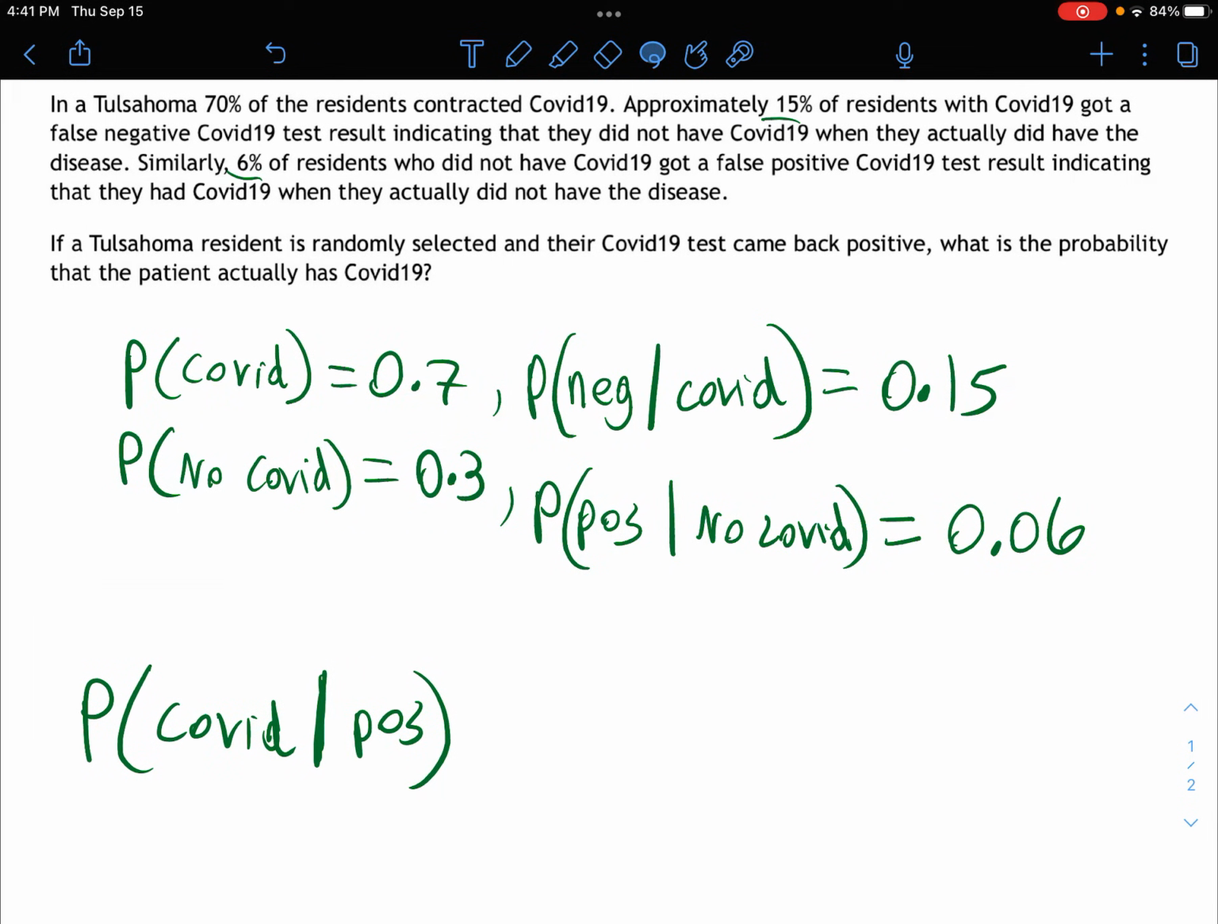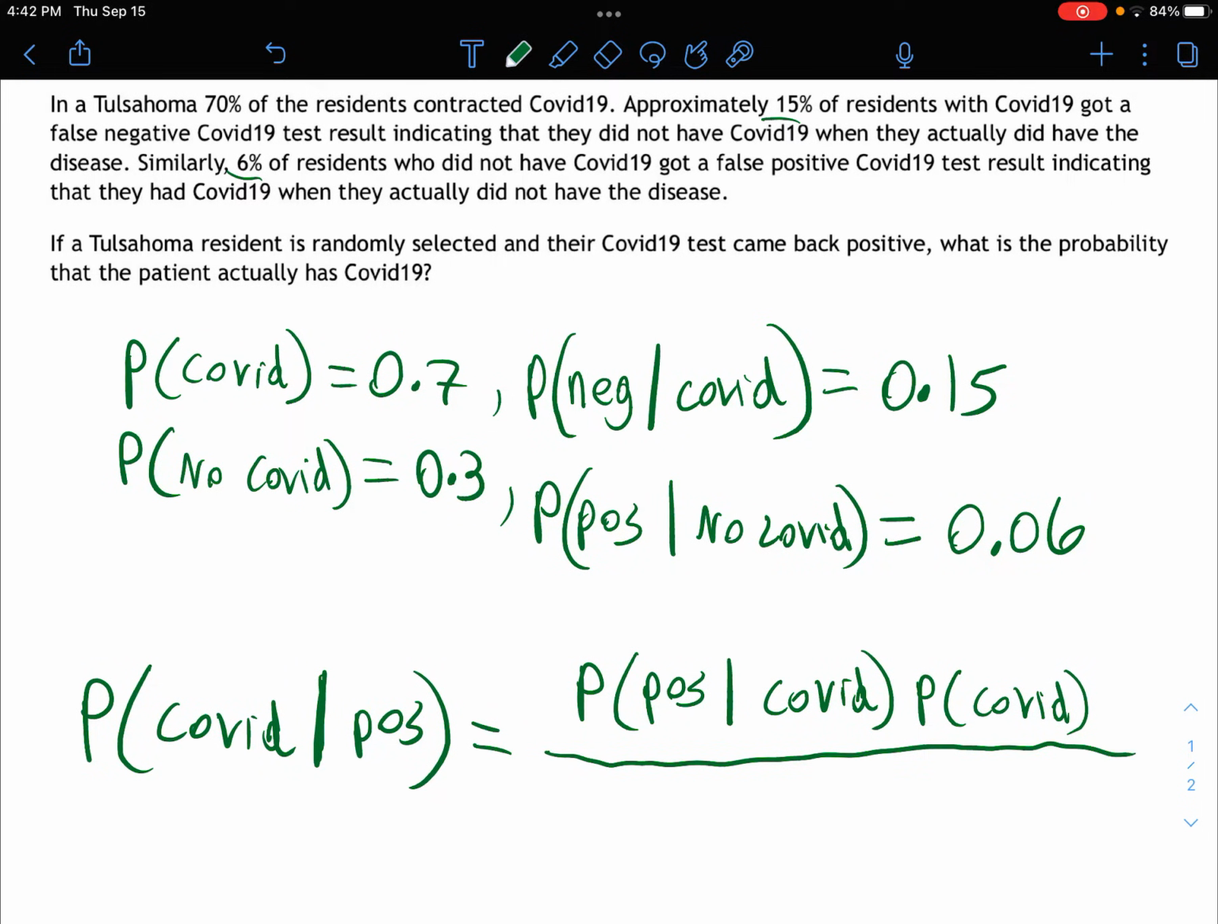So, in using that, we're going to need to know the probability of the inverse of this. So we're inverting this. We're doing positive given COVID. That's the condition now. And we just multiply by the probability of having COVID. In the denominator, it's the exact same thing actually. The probability of testing positive given that the person had COVID multiplied by the probability that the person had COVID.